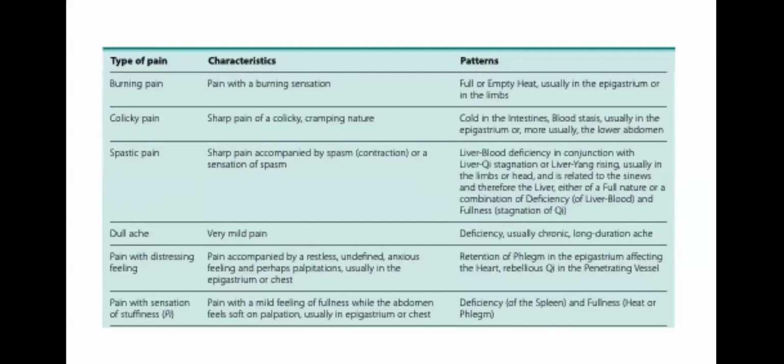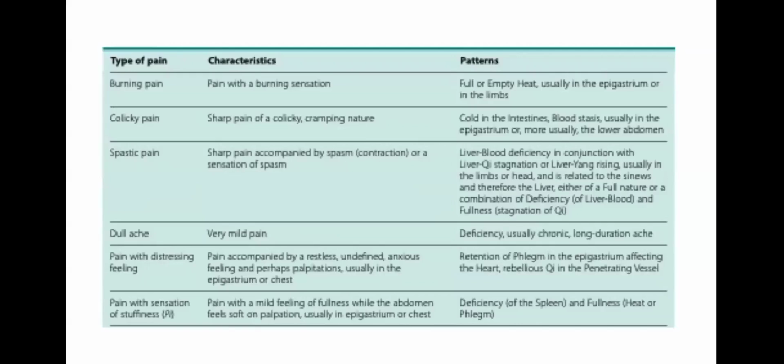Colicky pain: this is sharp pain of a colicky, cramping nature. Pattern: cold in the intestines, blood stasis, usually in the epigastrium or more usually the lower abdomen. Spastic pain: this is sharp pain accompanied by spasm, which is contraction or a sensation of spasm. Pattern: liver blood deficiency in conjunction with liver qi stagnation or liver yang rising, usually in the limbs or head, and is related to the sinews and therefore the liver, either of full nature or a combination of deficiency of liver blood and fullness, stagnation of qi.